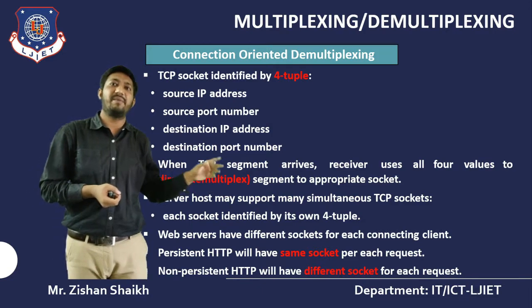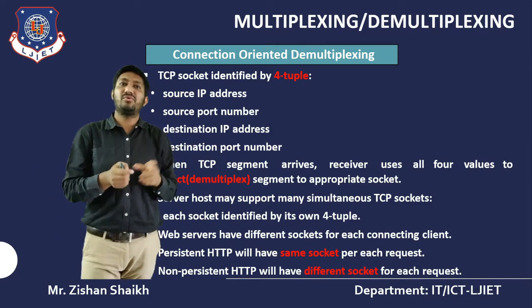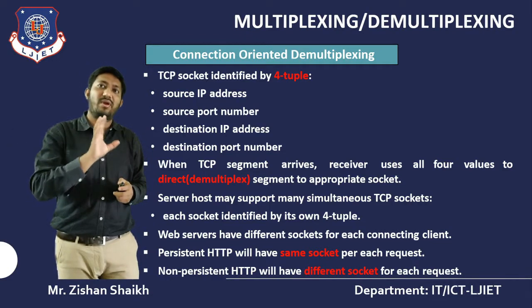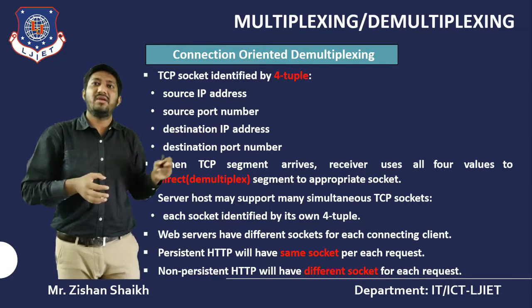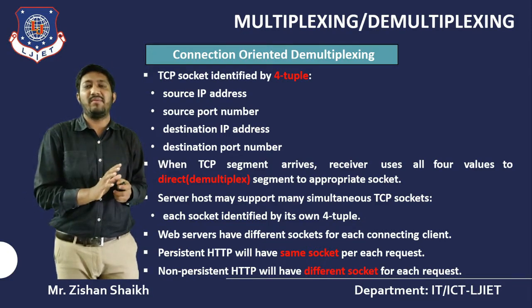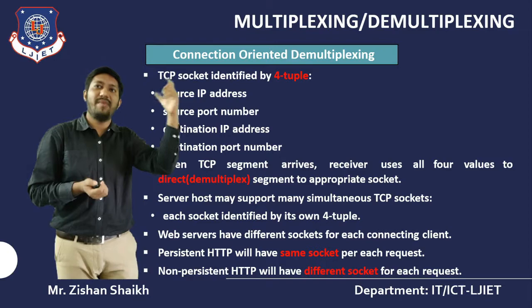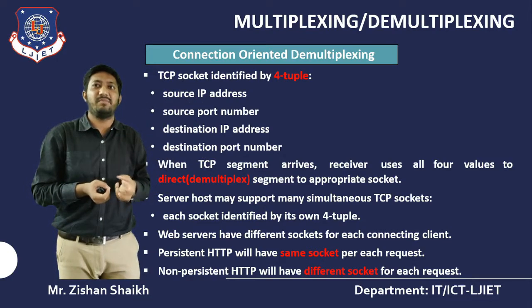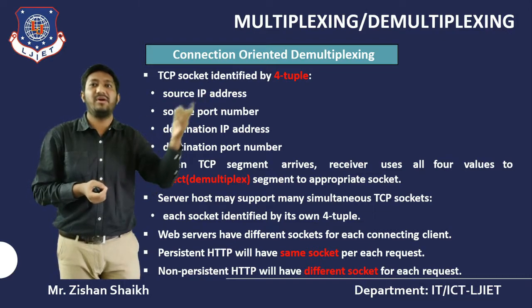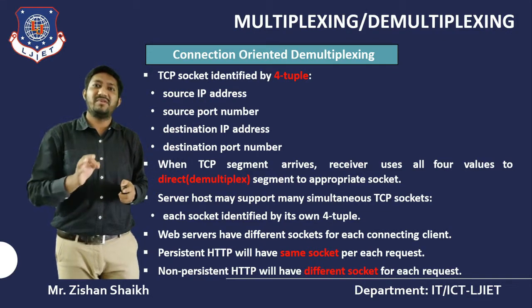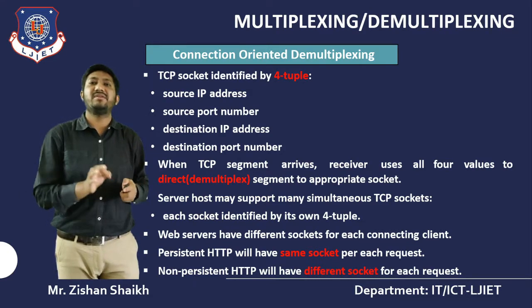When a TCP segment arrives, the receiver uses all four values, whereas in UDP we use only a single value. A server host may support multiple TCP sockets simultaneously, because we have to match all four parameters for the receiver system. If a match is found, then it responds; otherwise it is rejected. According to the HTTP version, we find the same values.